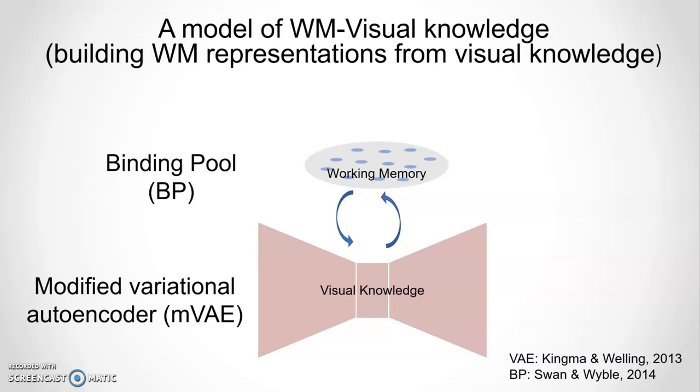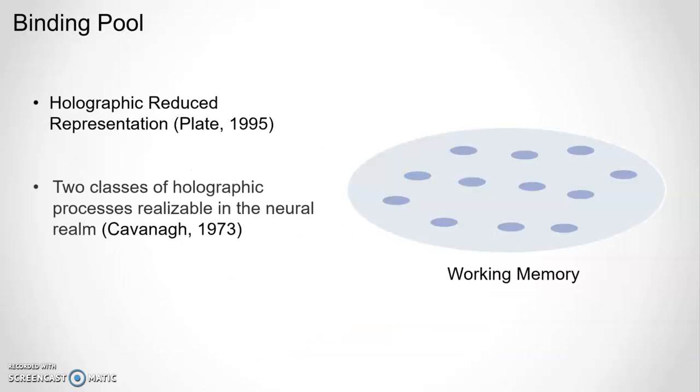The MLR that we're proposing here is a model of working memory and visual knowledge that builds working memory representations from the visual knowledge. This model has two important elements: the binding pool, which operates as the working memory part, and a modified variational autoencoder, or the MVAE, a fully connected neural network that can represent visual patterns. The MVAE indicates the visual knowledge in this model, and I'll be explaining each of these elements in more detail.